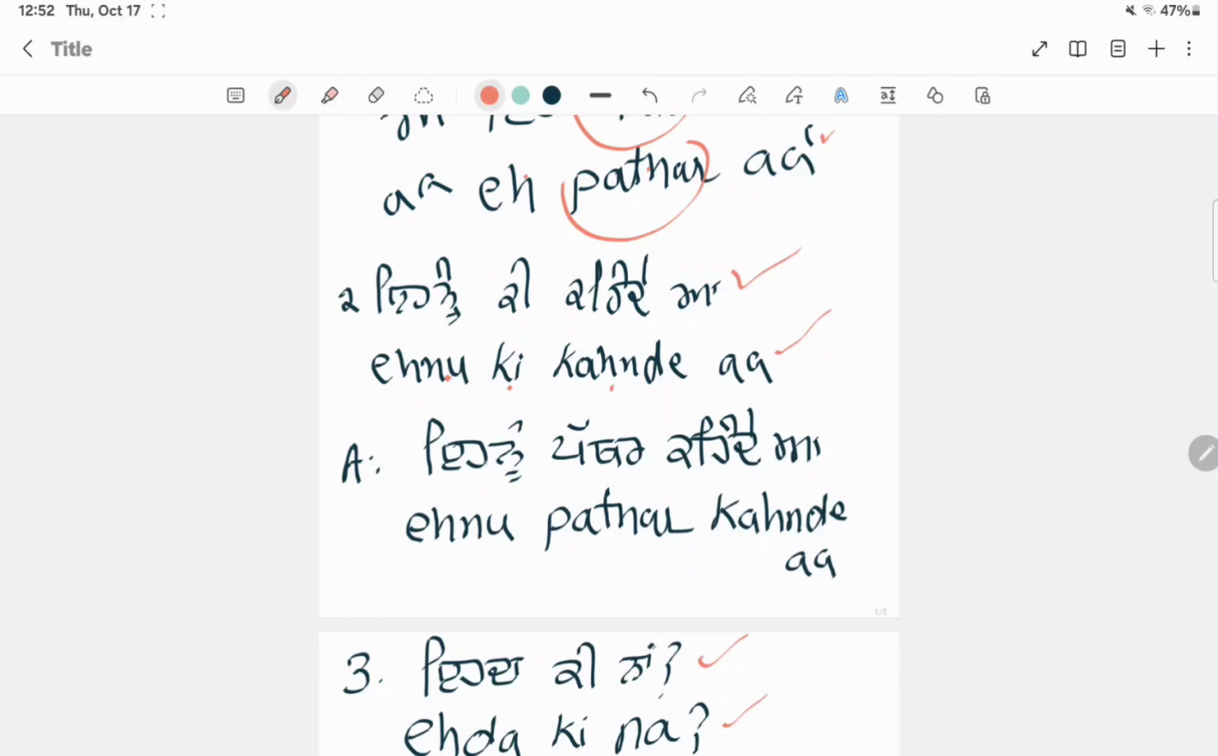What do you call this thing? Enu patthar kaindeya. You would notice we basically exchange these two, ki and patthar. When it was the question, we say Enu ki kaindeya. Answer, Enu patthar kaindeya. So you can see it's the same sentence, but one thing we change is one word.